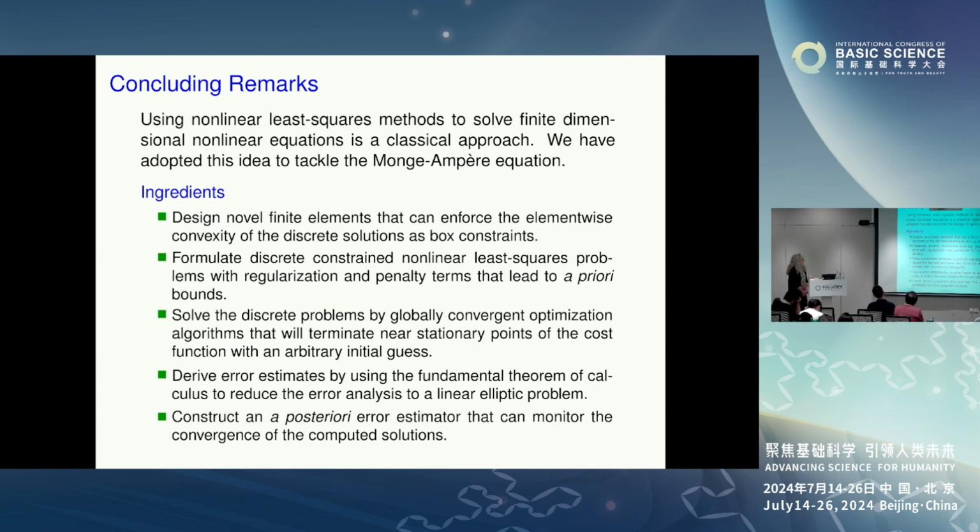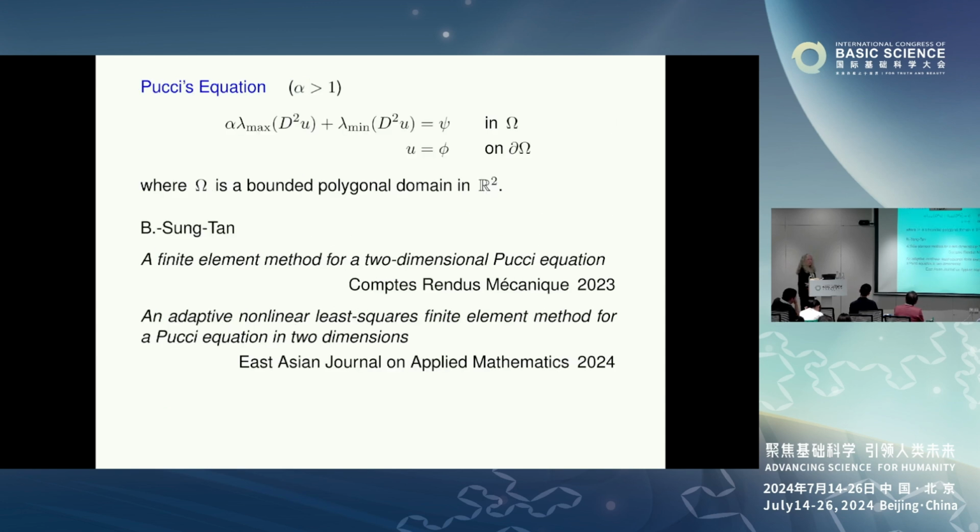We derive error estimates by using the fundamental theorem of calculus in order to reduce the error analysis to a linear elliptic problem. And we construct an a posteriori error estimator that can monitor the convergence of our computed solutions. We can also design nonlinear least squares methods for other problems, such as the Pucci equation that has no convexity constraint. So we've already completed this. Details can be found in these two papers.